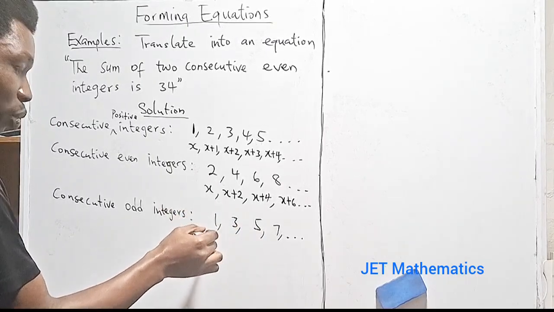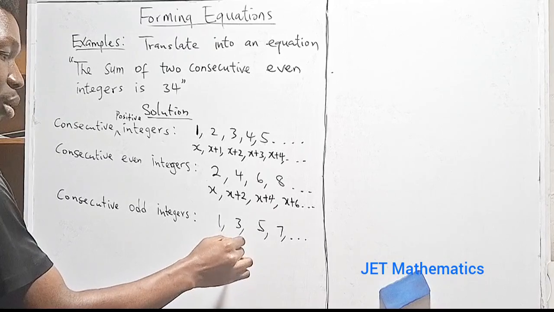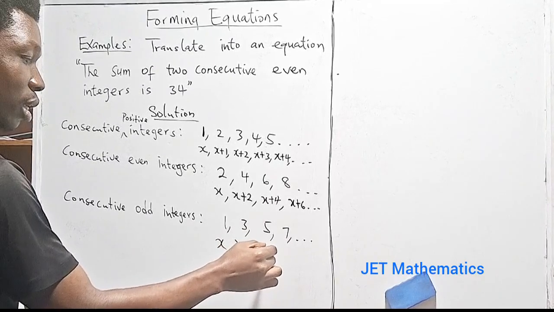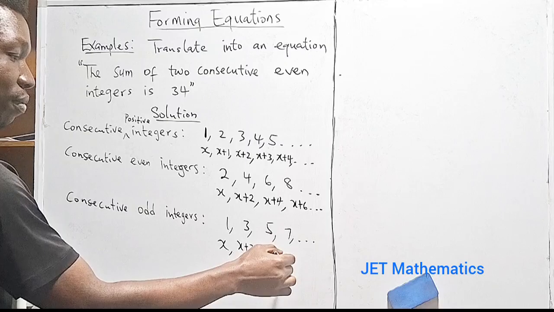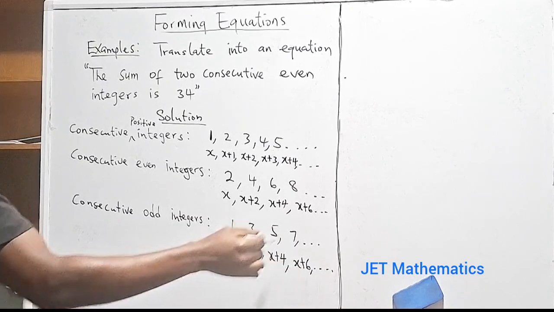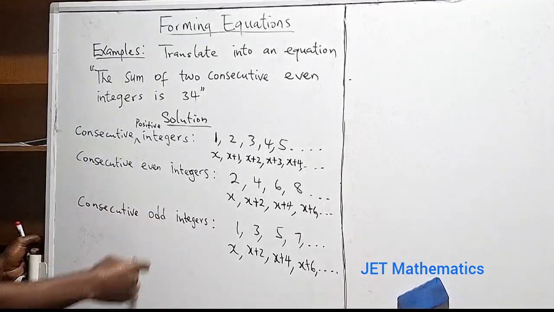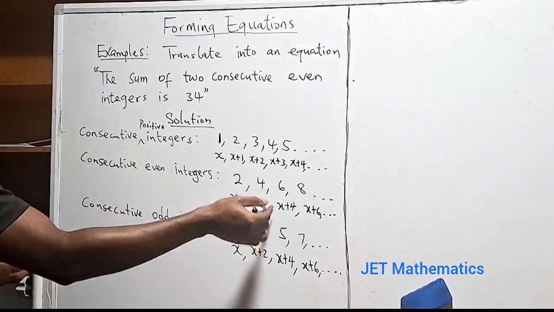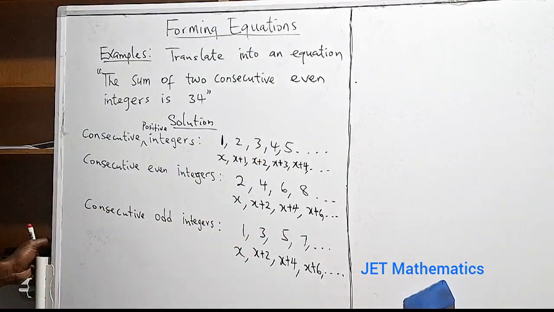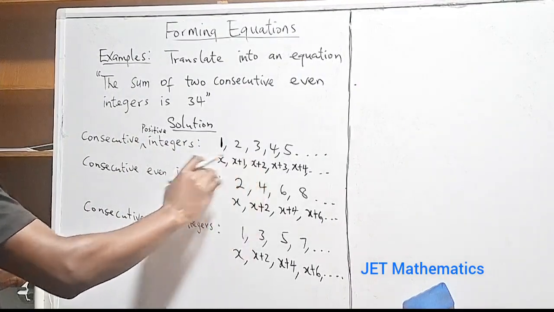The odd integers are similar. We have the first one, maybe we don't know, is x. Then this increases by 2, is x plus 2. From here it increases by 4, is x plus 4. From here it increases by 6, this is x plus 6. So you see that the consecutive even and consecutive odd integers look alike in their series or pattern, while for the positive consecutive integers, they just increase by 1, and then you get this pattern.